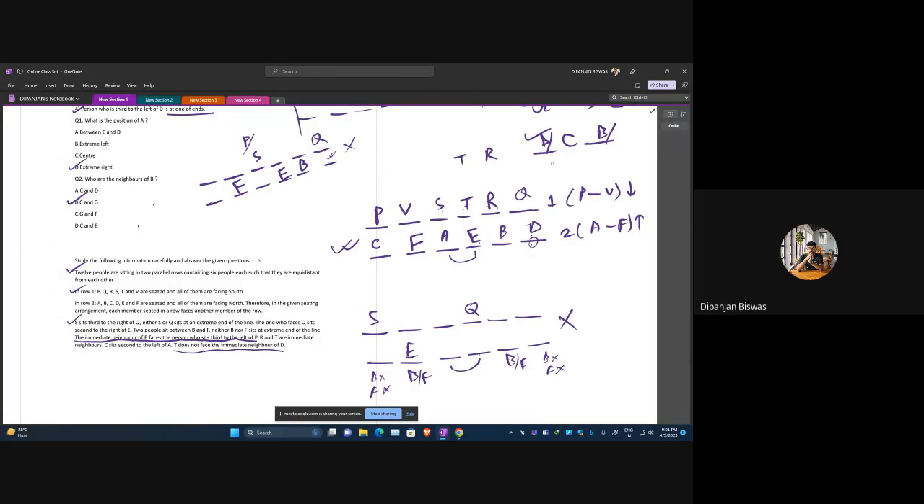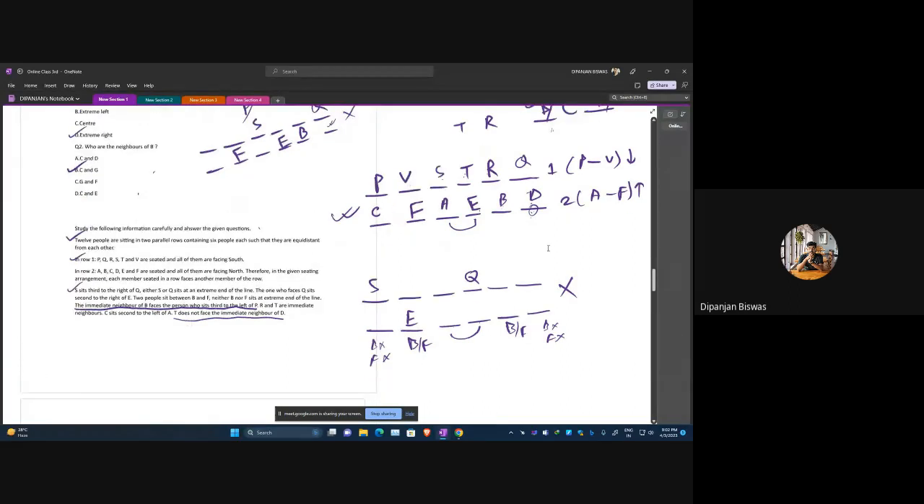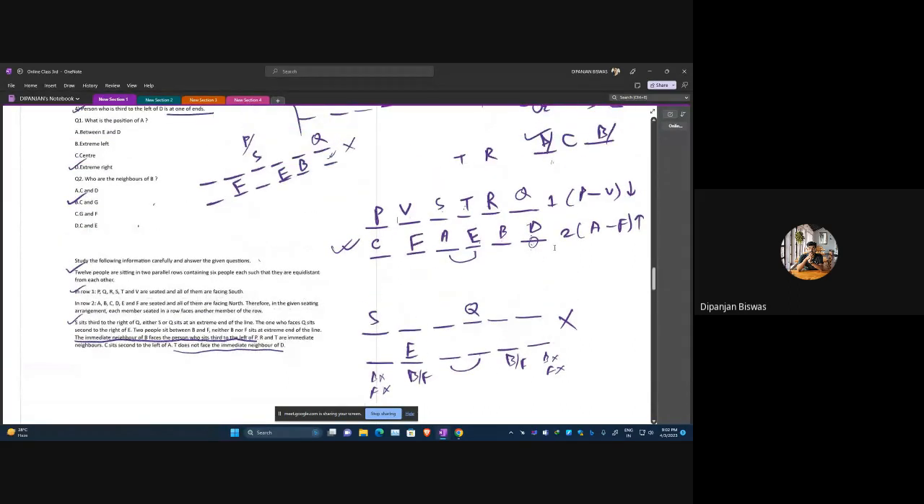Can anyone respond if this was clear, or you have any doubt, so that we can move to blood relation? Clear, sir. Okay, okay. So this was the maximum difficulty you can expect in examination. Again, I'm saying very less possibility of parallel seating arrangement. It would be good if you just solve circular and linear seating arrangement.